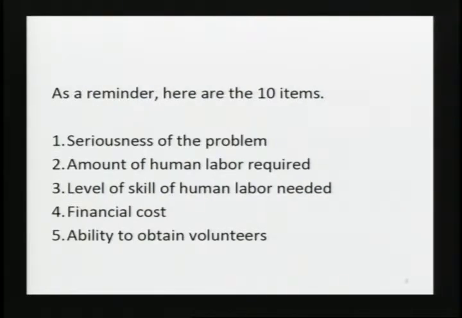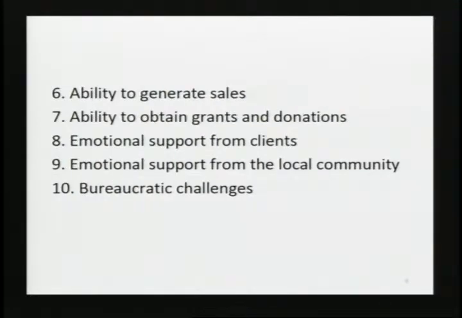As a reminder, here are the 10 items. Seriousness of the problem, amount of human labor required, level of skill of human labor needed, financial cost, ability to obtain volunteers, ability to generate sales, ability to obtain grants and donations, emotional support from clients, emotional support from the local community, and bureaucratic challenges.